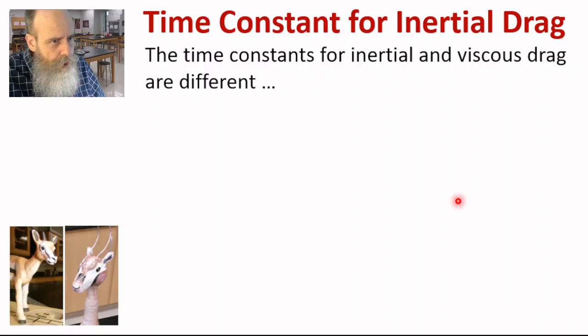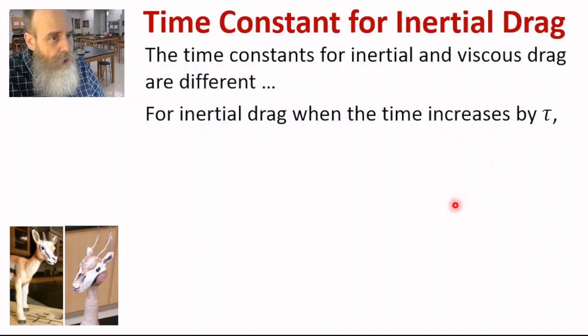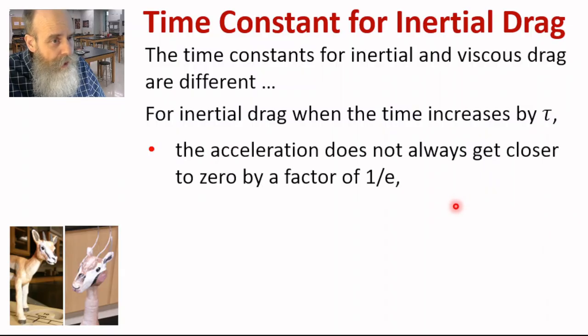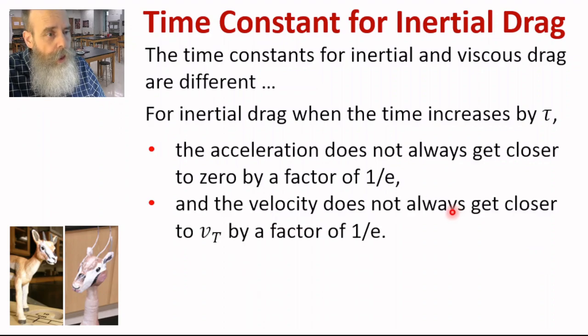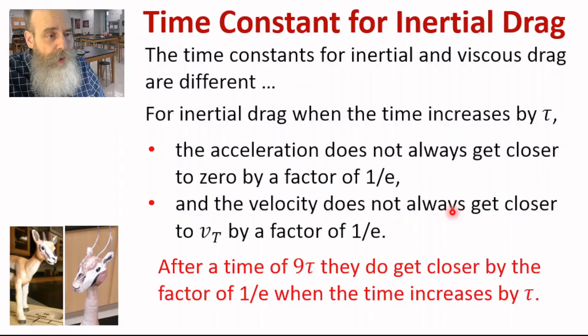The time constants for inertial and viscous drag are different. For inertial drag, when the time increases by tau, the acceleration does not always get closer to 0 by a factor of 1 over e, and the velocity does not always get closer to vt by a factor of 1 over e. But after a long time, such as 9 tau, they do get closer by the factor of 1 over e when the time increases by tau.